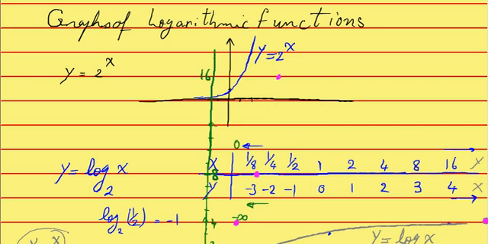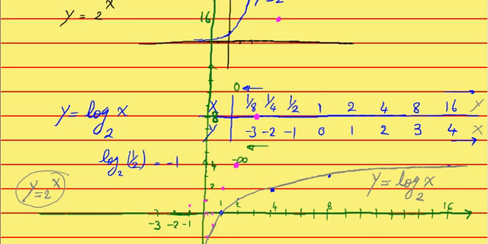Let me see if I can connect these points. So this is a graph of y is equal to 2 to the power of x. And this is a graph of logarithm of x in base 2.